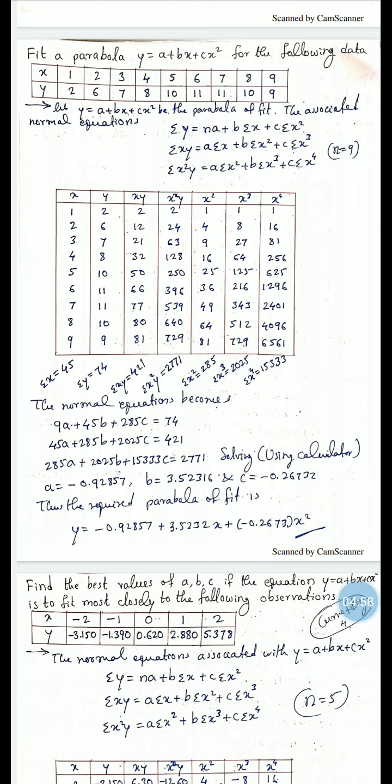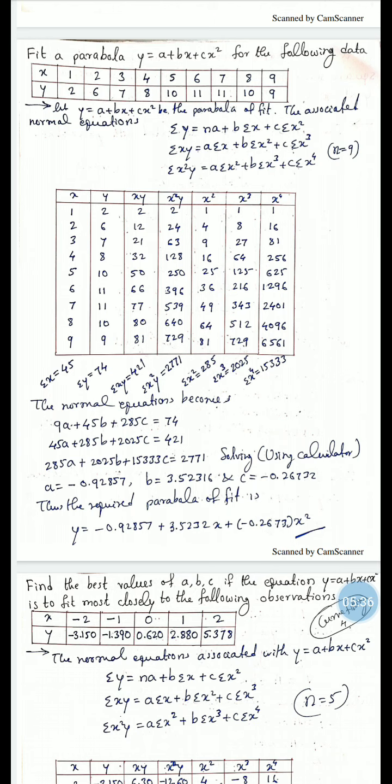X raised to 4: take the fourth power of the x column, we get 1, 16, 81, 256, 625, 1296, 2401, 6561. So add all the columns, we get summation of x equal to 45, summation of y equal to 74, summation of xy equal to 421, summation of x square y equal to 2771, summation of x square equal to 285, summation of x cube equal to 2025, summation of x to the 4 equal to 15,333.